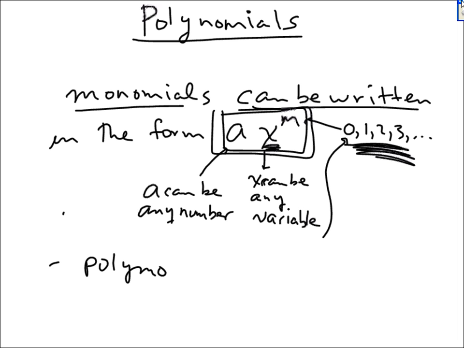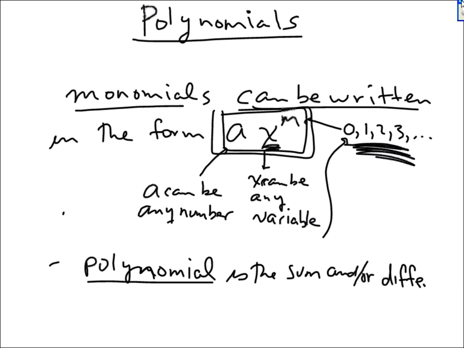Okay, let us now define polynomial. A polynomial is the sum and or difference. Sum means add, difference means subtract. It's the sum or difference of monomials. That is, you can add monomials, you can subtract, you can add some, subtract others. Doesn't matter whether you add or subtract them.